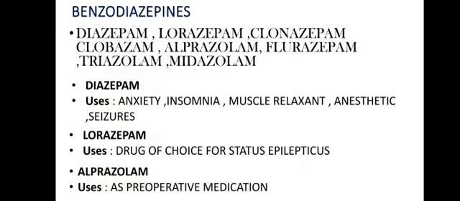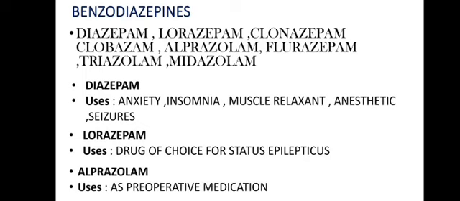Now let's see benzodiazepines. Here are some of the drugs which are included in the benzodiazepines. The first drug is diazepam, which is a very old benzodiazepine. Its effects can control anxiety, insomnia, and it is used as a muscle relaxant, but not a good, only a fairly good muscle relaxant, and it is also used as an anesthetic and in the treatment of seizures. Previously, diazepam was used as one of the drugs for treatment of status epilepticus, but nowadays lorazepam is used as the drug of choice for status epilepticus treatment.